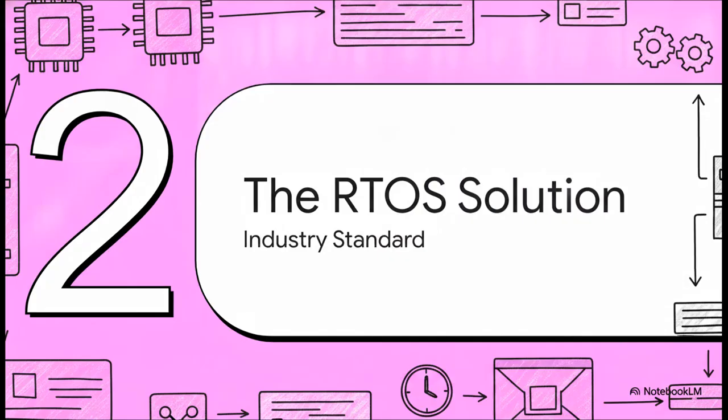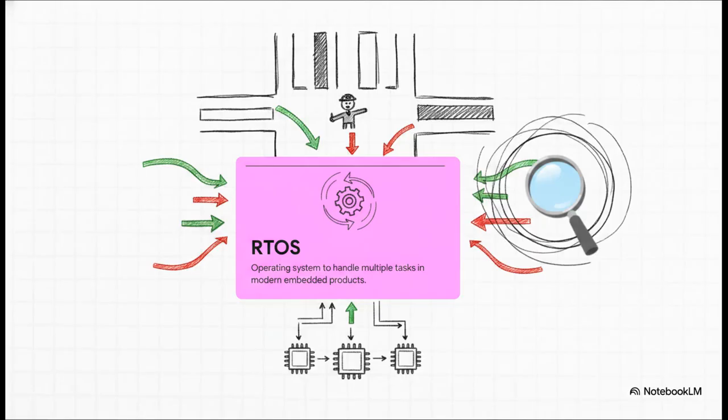Which brings us to Section 2, the RTOS solution. So, the crucial point here is that most professional embedded products don't rely on those massive superloops. They use an RTOS, a real-time operating system. Instead of you, the developer, trying to frantically juggle a million things perfectly in your code, an RTOS steps in like a dedicated air traffic controller for your microcontroller. It guarantees that every single task gets the exact processor time it needs, exactly when it needs it. It's an absolute game changer.